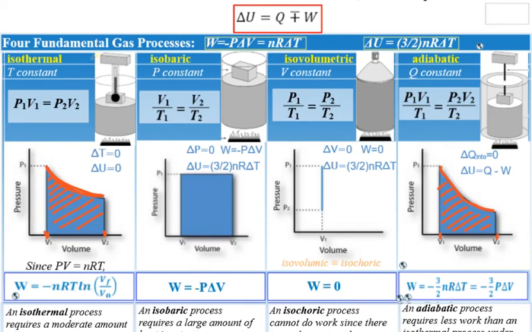And the work is more done in the isothermal process, because when these changes are happening, the temperature has to stay the same. So you do have to add heat into the system or take away heat from the system to be able to keep the same temperature. So there's more work needed to do isothermal processes than it is to do adiabatic processes.